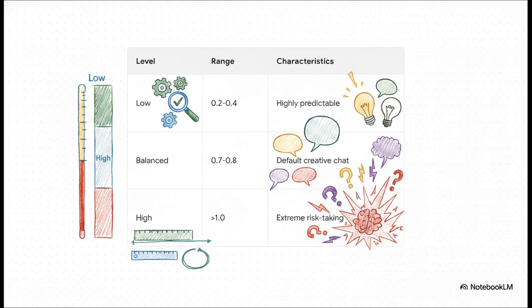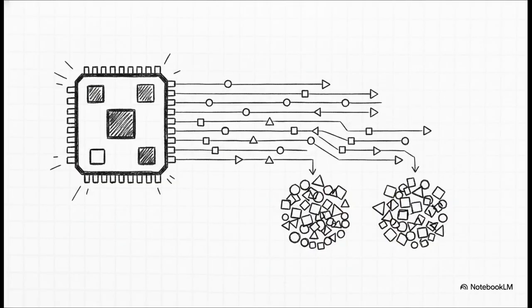Now, if you move up to a balanced level around 0.7 to 0.8, well, this is your default for creative chat. It allows for those diverse conversational responses we're all pretty used to. But if you crank it up to high, anything above 1.0, it encourages extreme risk-taking. The AI becomes this wild brainstormer, and honestly, the output can potentially become completely incoherent or totally nonsensical. But wait, here is a highly surprising hardware-level fact for you.